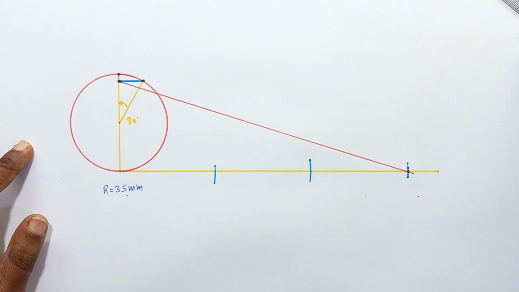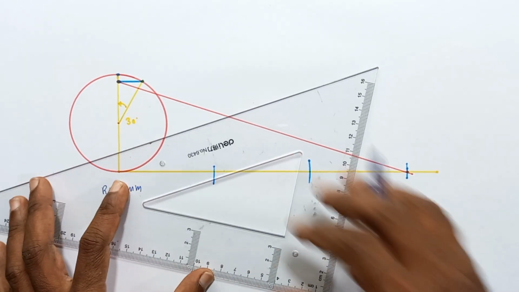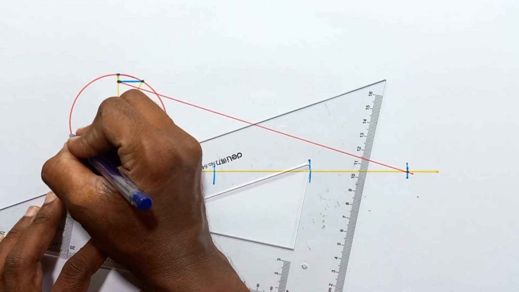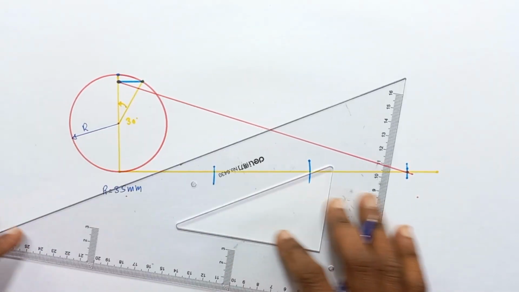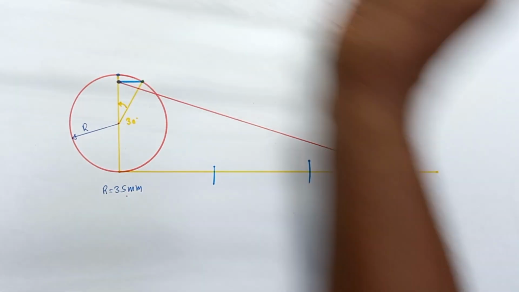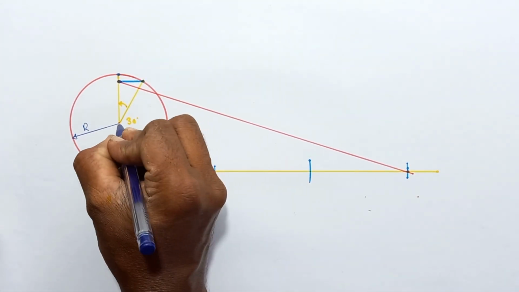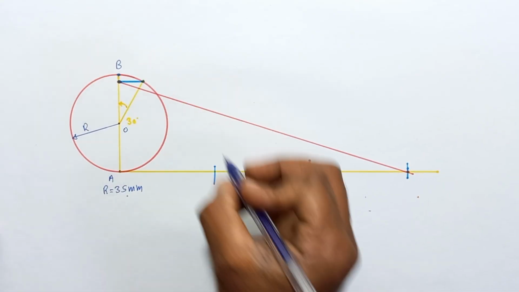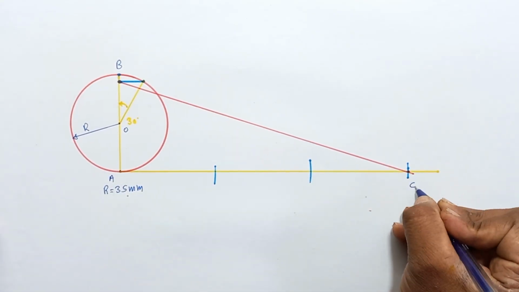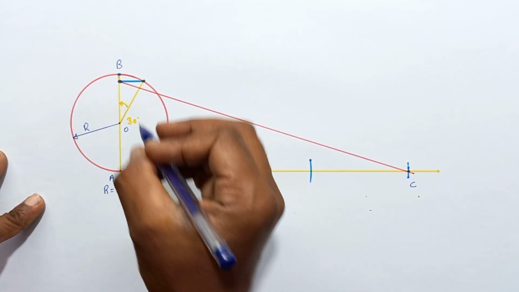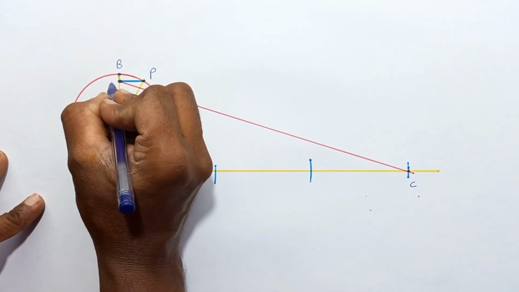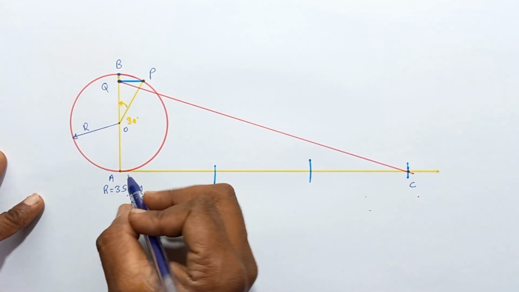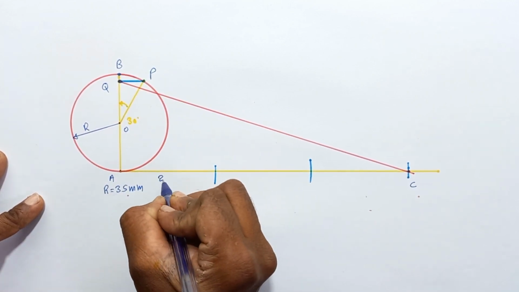Let's take this radius as r. Let's mark these points: this is O, this point as A, this point as B, this point as C, then this point as P, and this point as Q. Then this length is equal to 2r.